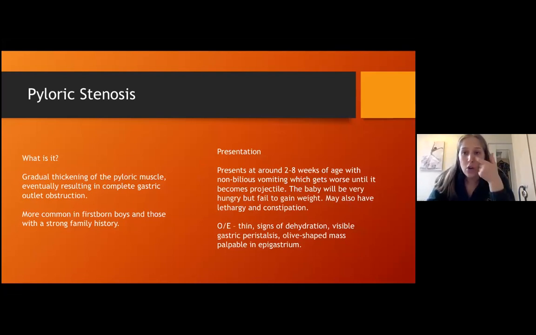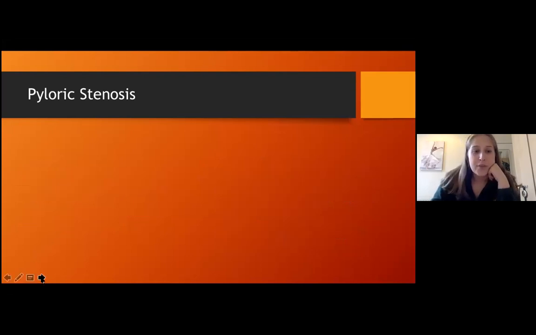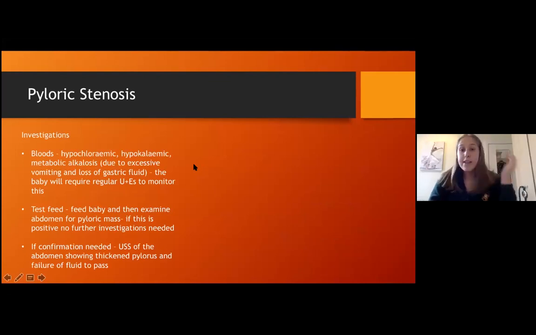Does anyone know on your blood results for pyloric stenosis, there's a classical picture that you might see? Does anyone know that? We've got metabolic alkalosis. Yeah, well done. So it's metabolic alkalosis, and you also get hypochloremia, so low chloride, and hypokalemia, so low potassium. That's just because you're vomiting so much gastric fluid that everything's low effectively. It becomes alkalotic because you're vomiting up the gastric acid. So you need to regularly do the U&Es to check that these are resolving themselves.